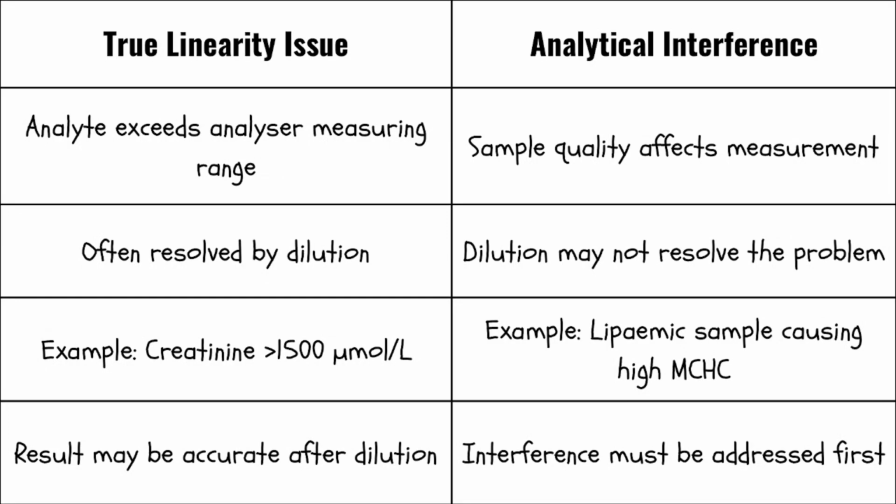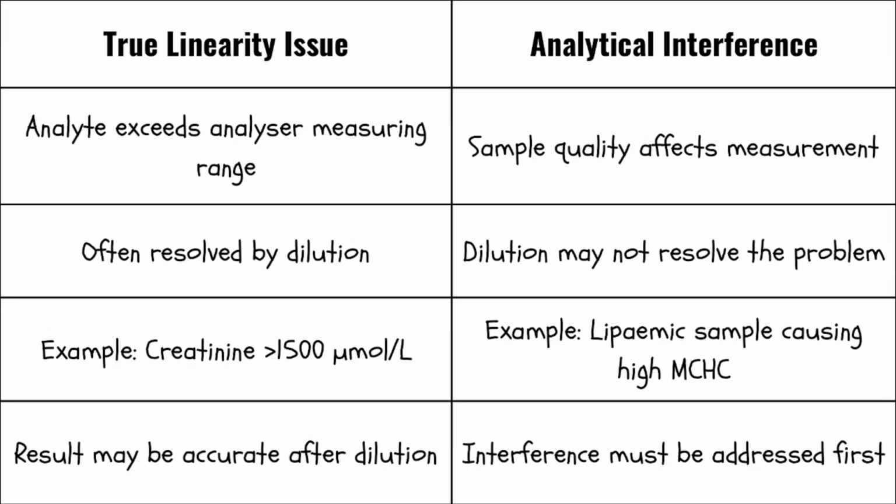Does that make sense? So when a sample is lipemic or icteric or hemolyzed, diluting it because it failed linearity may not be the way to solve the problem, okay? Because you are not really focusing on the concentration of the analyte, okay? Now your dilution may further dilute what is not high to become even low.